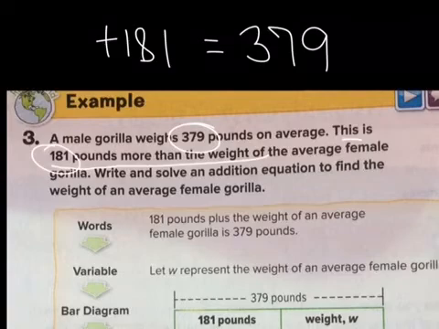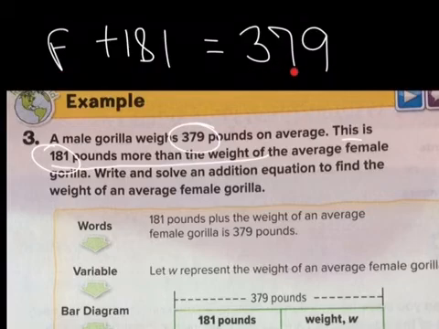Okay? Plus 181. And we know that this one is the female gorilla. So the female gorilla plus 181 is 379, the male gorilla. Because they're telling us that the male gorilla is more. It's 181 more. So there it is, 181 more than the female. It's 379, which is the male gorilla.